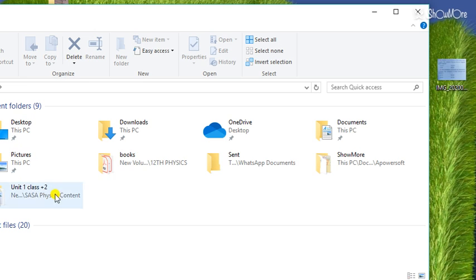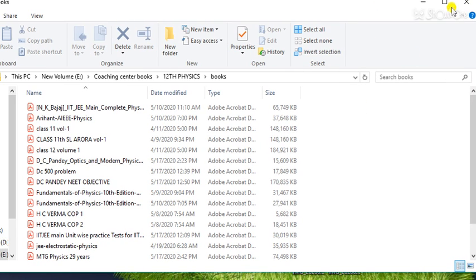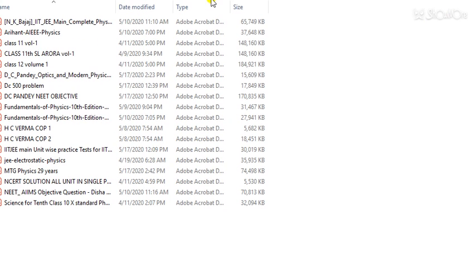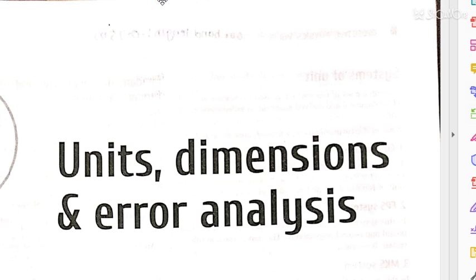So now I am going to take you to the books PDF. These books are available with me. If you want any type of book, I hope this is clear to you. Let me show you all the books. So students, these books are available with me: HC Verma book and some other books, DC Pandey book, and I am opening one PDF. The DC Pandey book is for the NEET examination. You can try it for any exam. Every book is good.